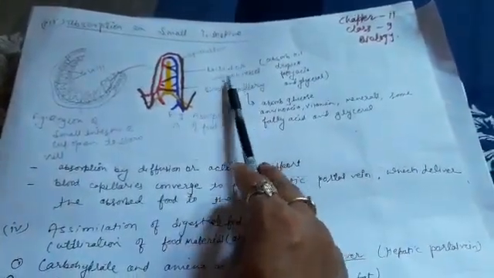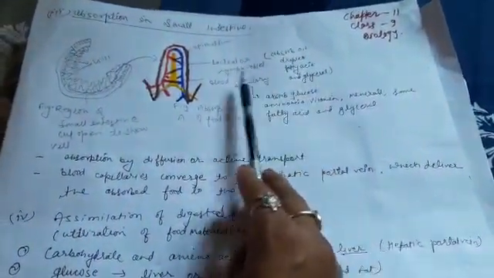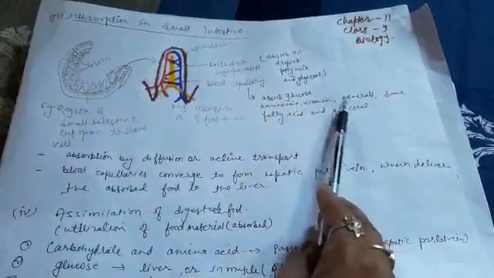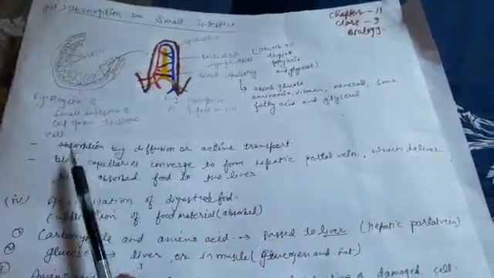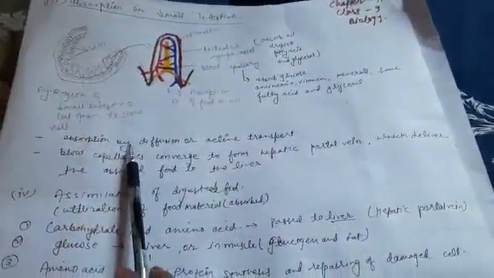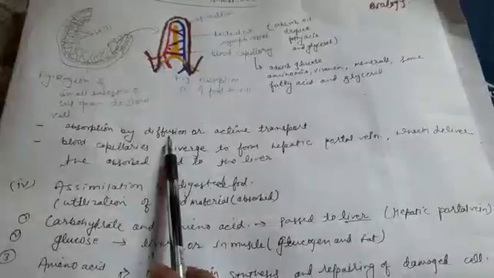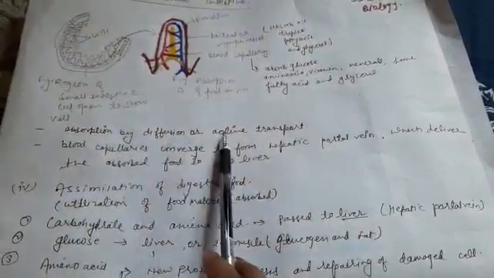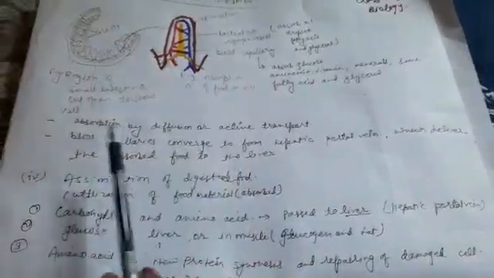The function of the lacteal or lymph vessel is to absorb oil droplets, fatty acids and glycerol, and the function of the blood capillary is to absorb glucose, amino acids, vitamins, minerals, and some fatty acids and glycerol. Absorption takes place by the process of diffusion or active transport. Diffusion is the process in which molecules move along the concentration gradient, and active transport is the process in which molecules move by the expenditure of energy.